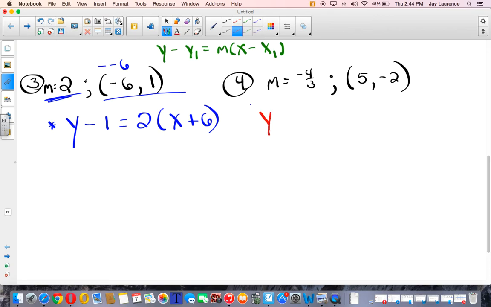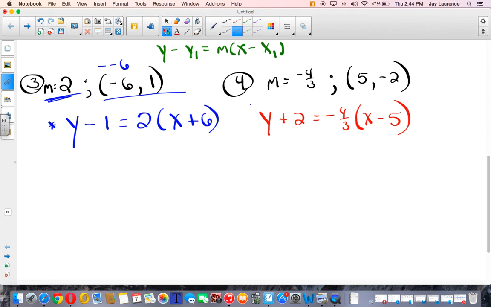All right, number 4. I'm going to have y. I need to subtract the y-coordinate, which means I'll be adding 2. And then the slope will be -4/3. And then I'll have x minus the x-coordinate.